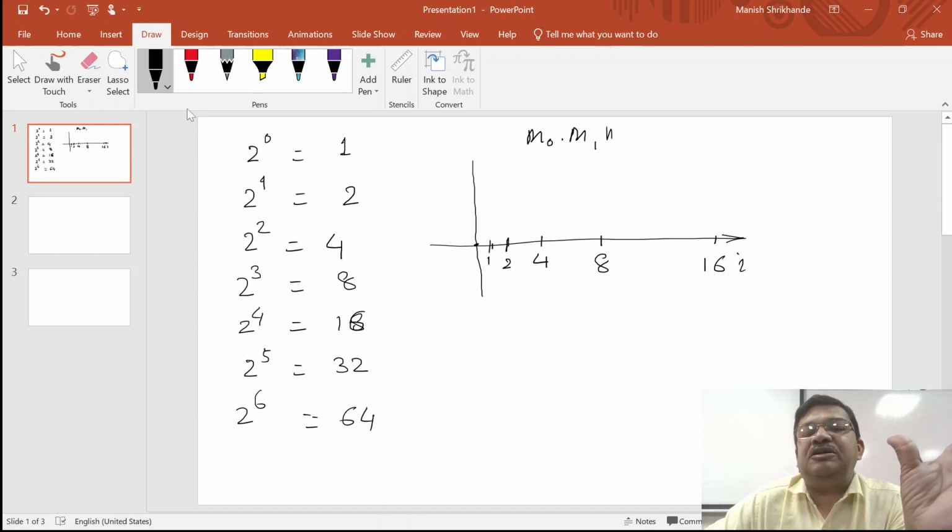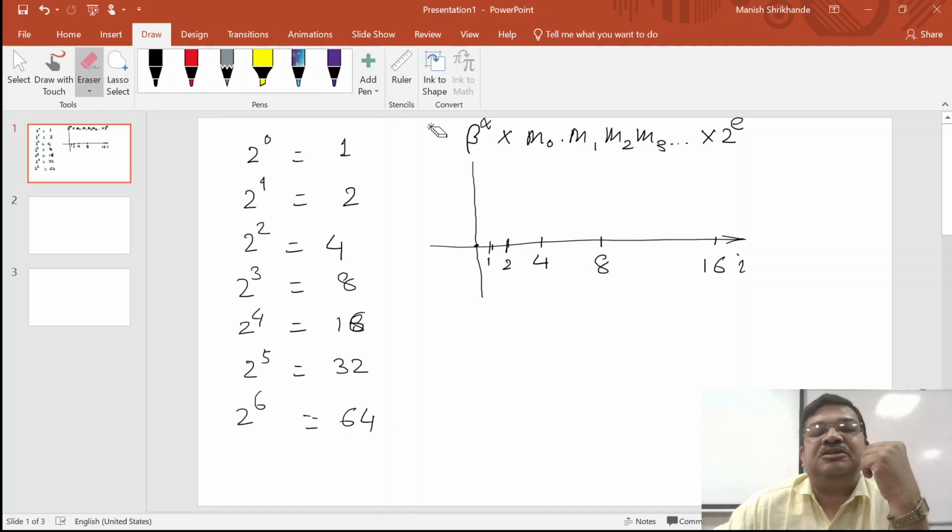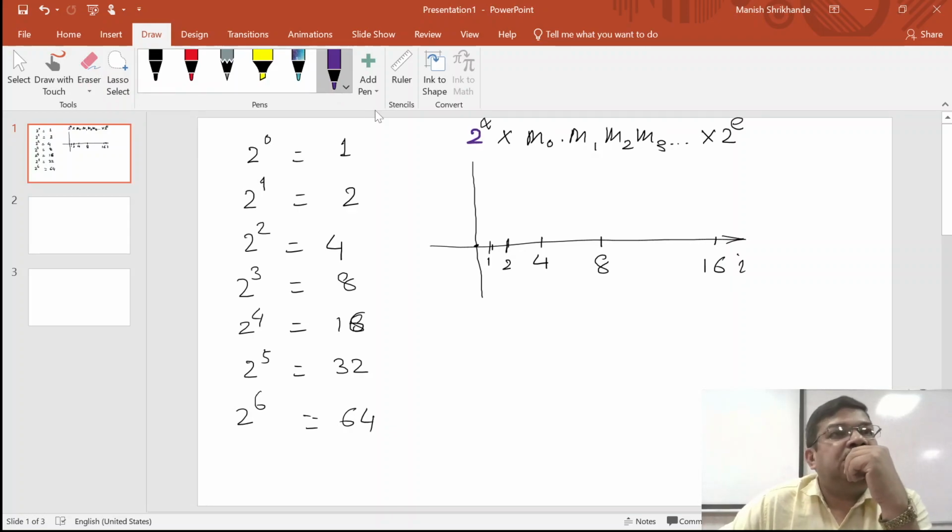Numbers are represented as m0 point m1 m2 m3, 2 raised to the power some exponent. Magnitude depends on only this exponent field manipulation, isn't it? And that's integer arithmetic. If I scale it by, let's say, beta raised to the power alpha, alpha is an integer. What is the magnitude? Okay, not beta. We are using 2. So 2 raised to the power alpha, that is some scaling factor. Alpha can be a positive or negative integer, according to the need.